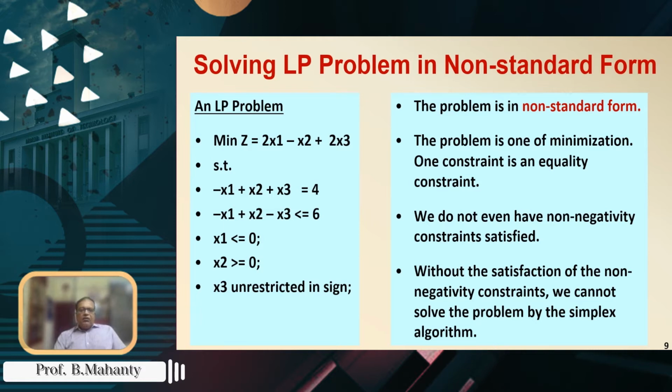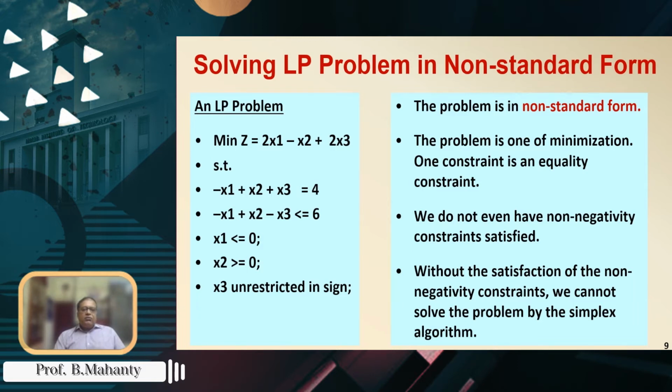So let us see how many things are in non-standard form. Let us see that first. So first of all, it's a minimization problem, and the minimization standard form is greater than equal to, but it is not in standard form. One constraint is equal to type, another constraint is less than equal to type. Less than equal to is good because we only have to add a slack variable. We don't need any artificial variable. But in an equal to constraint, we must add an artificial variable in order to get the augmented problem.